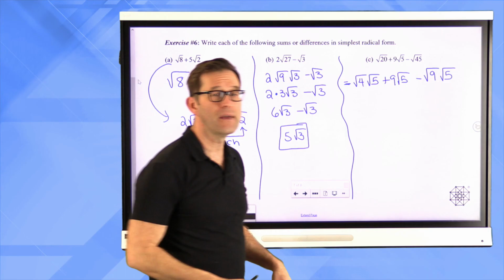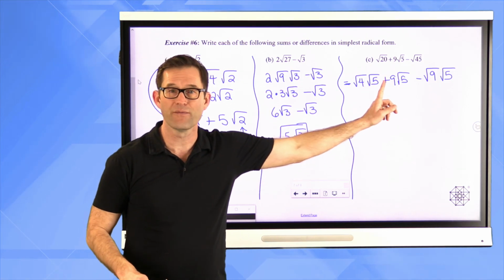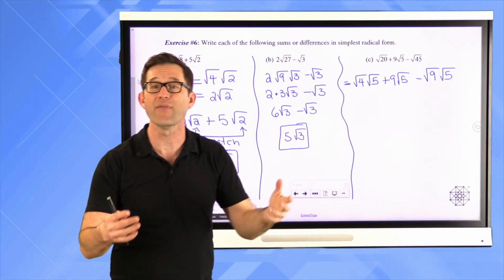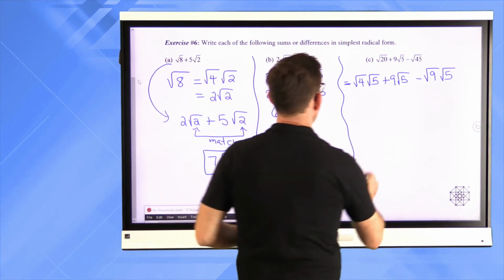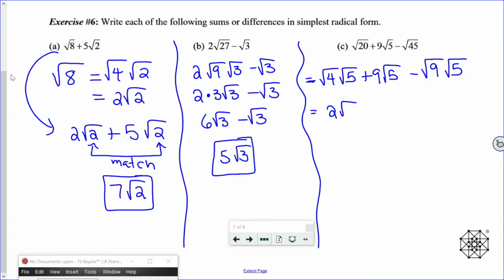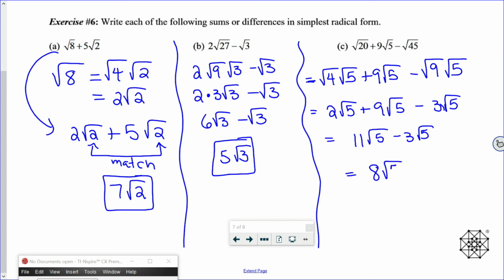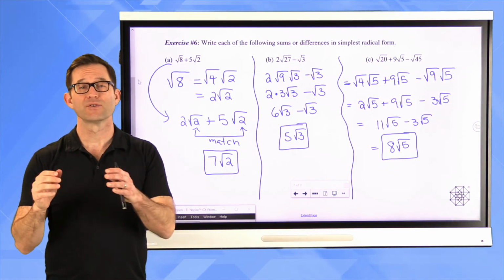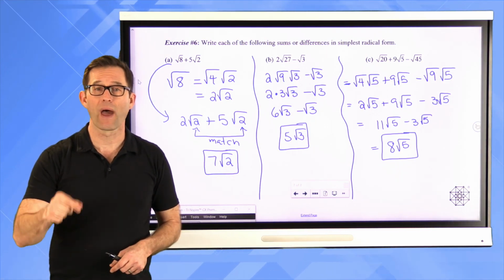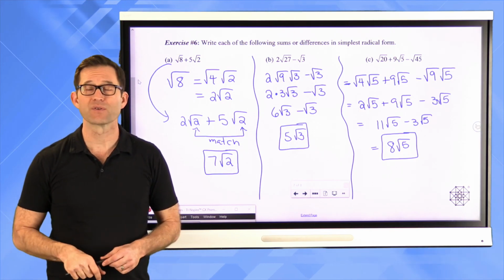And by the way, before I even move on and do anything more, notice I've got a square root of 5, a square root of 5, and a square root of 5. So I'm getting there, right? I'm getting there. So what will I now have? I'll have 2 times the square root of 5 plus 9 times the square root of 5 minus 3 times the square root of 5. And that will give me 11 times the square root of 5 minus 3 times the square root of 5, and that's 8 times the square root of 5. Again, I can only combine square root quantities when they have the same radicand, when they have the same number under the square root symbol.